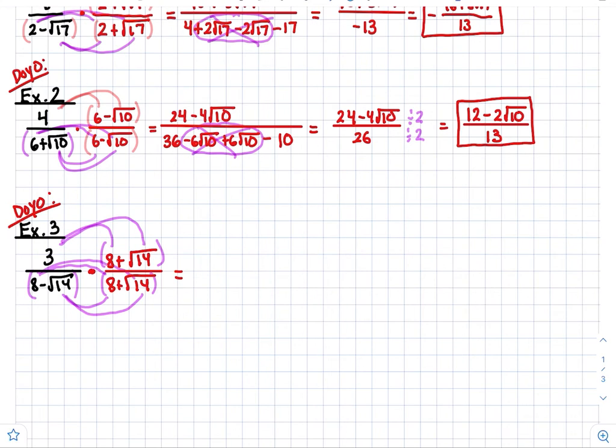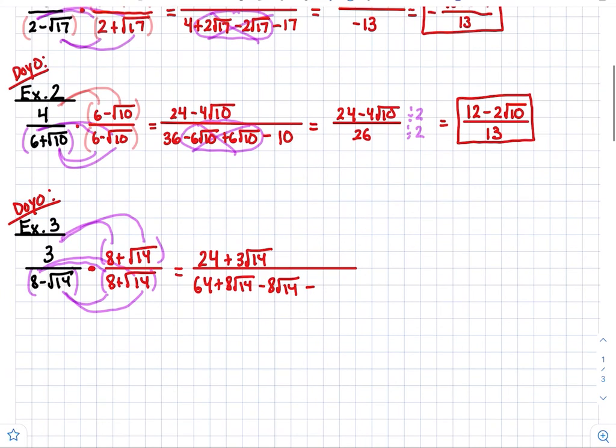Okay, 3 times 8, 24. 3 times square root of 14 is just 3 square root of 14. All over 8 times 8, 64. 8 times square root of 14, 8 square root 14. Negative square root 14 times 8, negative 8 square root 14. And lastly, a negative times a positive is a negative, and square root of 14 times square root of 14 is 14. You get the number back, right?